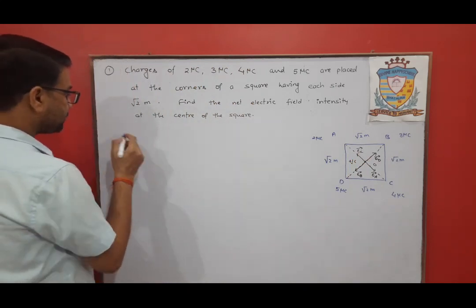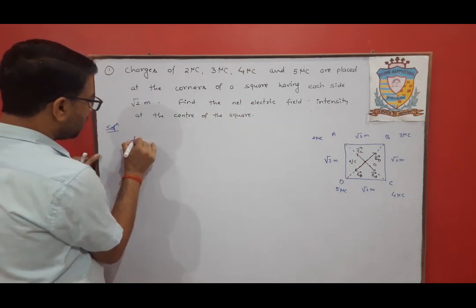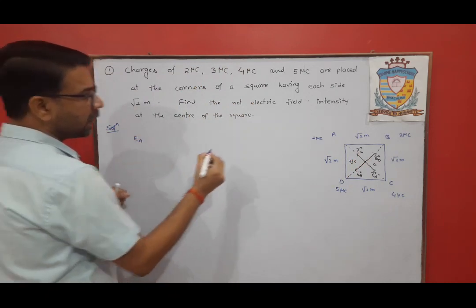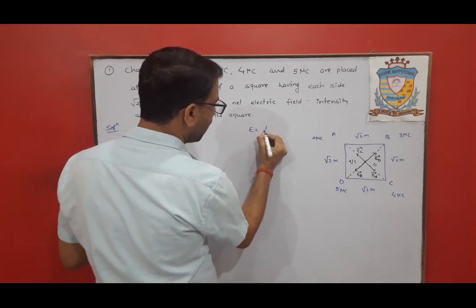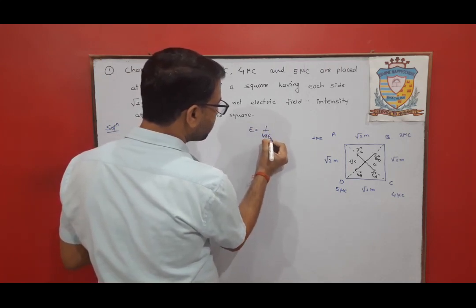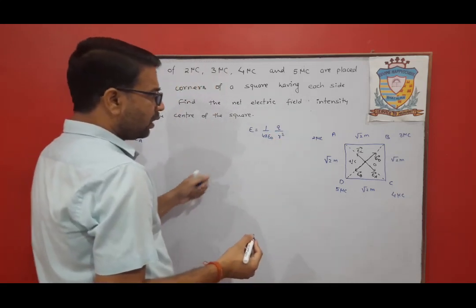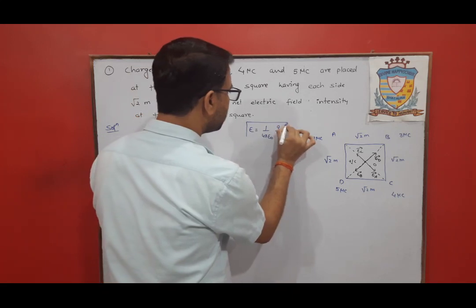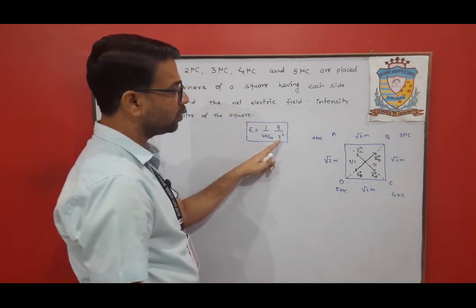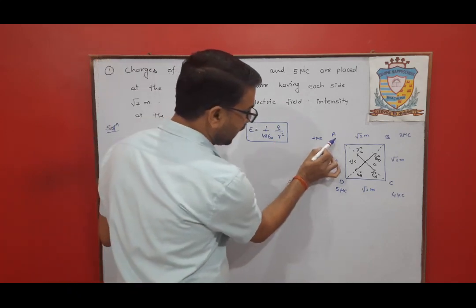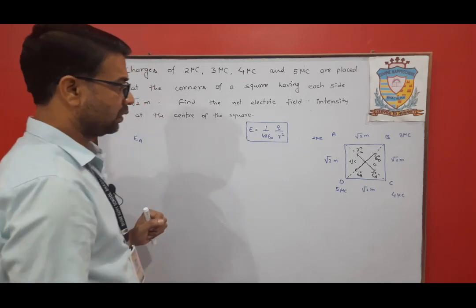Solution part, EA. We know that electric field intensity is equal to 1 upon 4 pi epsilon naught, q upon r square. For that purpose we have to calculate the distance between the charges, meaning the distance between AO, BO, CO and DO.